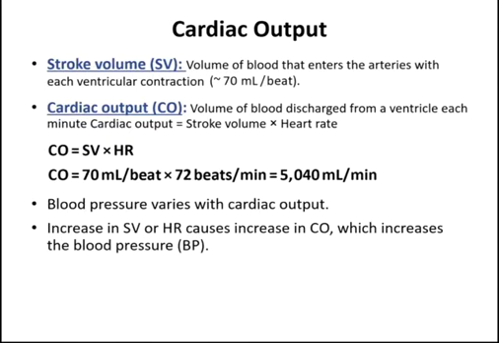Blood pressure varies with cardiac output. So if we increase the cardiac output, we're going to increase blood pressure. If we decrease cardiac output, we're going to decrease blood pressure. Now, if we increase one or the other or both of these, we're going to increase our blood pressure because we're increasing cardiac output. So if we increase stroke volume, how much we put out with each contraction of the ventricle, we're going to increase cardiac output, which increases blood pressure. Or if we increase how many beats per minute are happening for the heart, we're going to increase cardiac output, which is also going to increase blood pressure.